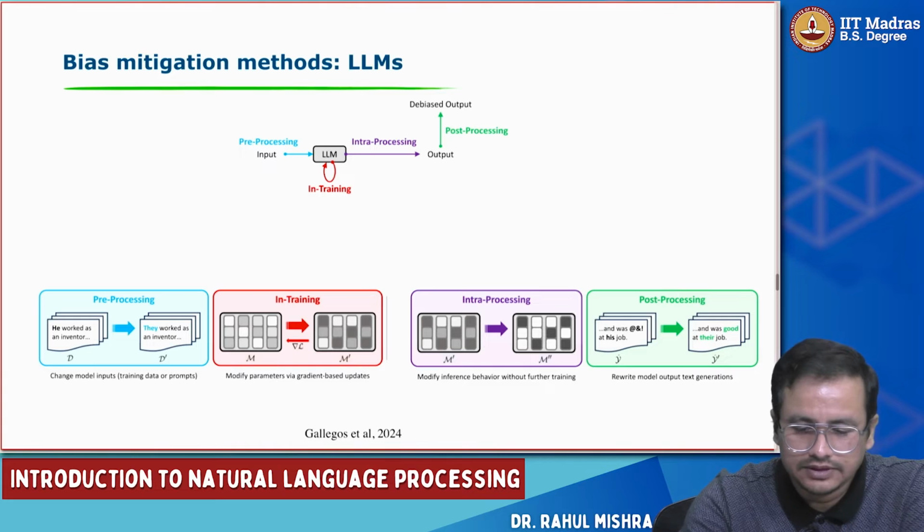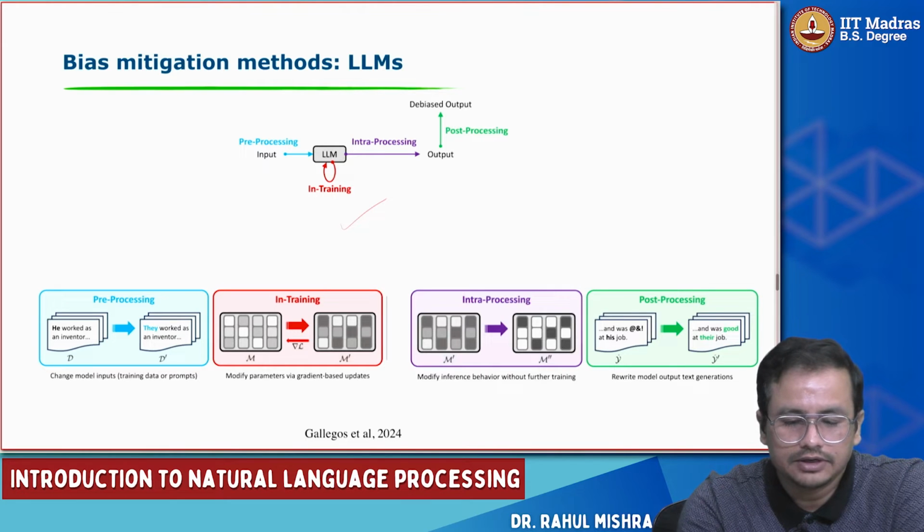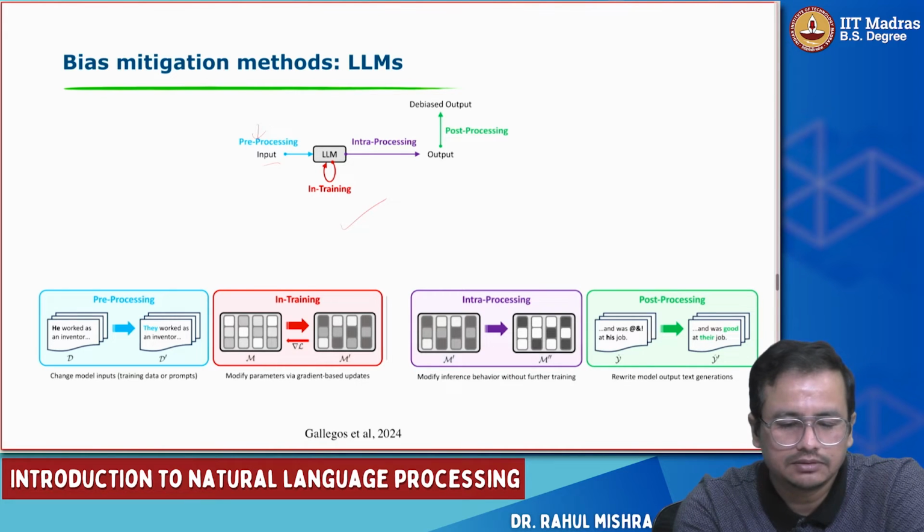Right, so this particular diagram shows the overall picture of what is happening. You can see in a typical pipeline, you have input, you have the LLM, and then you can do pre-processing. Pre-processing methods will work on the input, and then in-training methods will work on the training time itself.